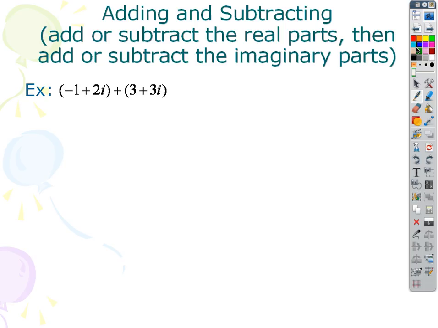This is just the same thing as saying -1 plus 2i plus 3 plus 3i, and I'm just going to group the like terms together. -1 and +3 gives me 2. 2i plus 3i is 5i, because those two go together. Done? Okay.